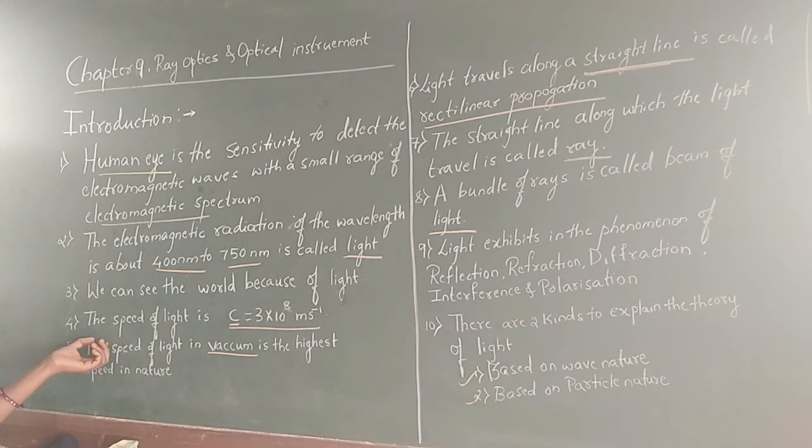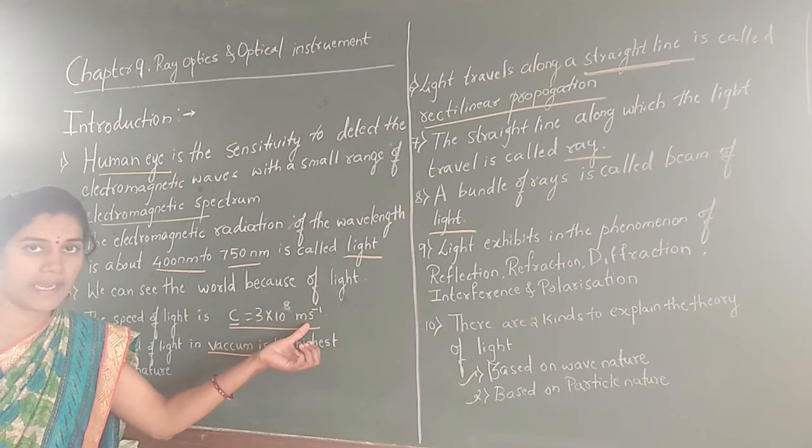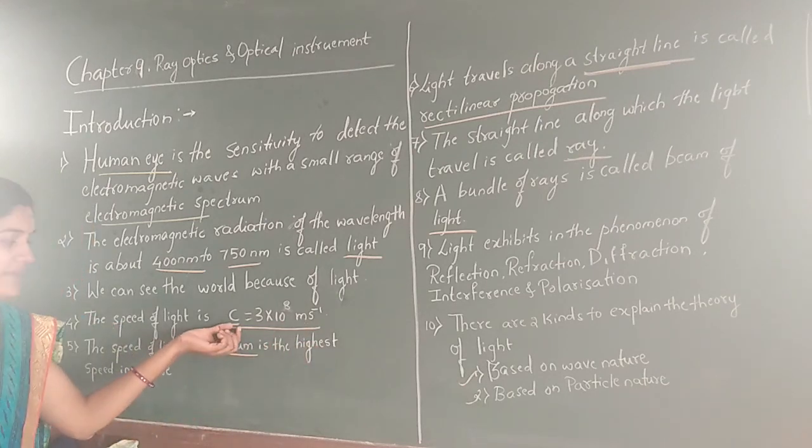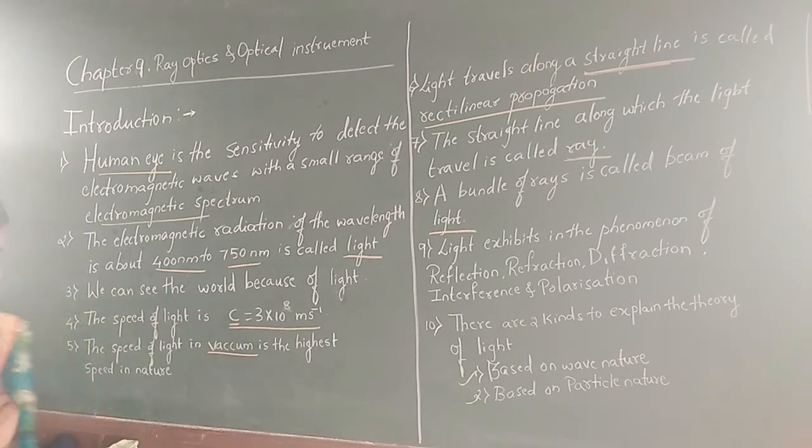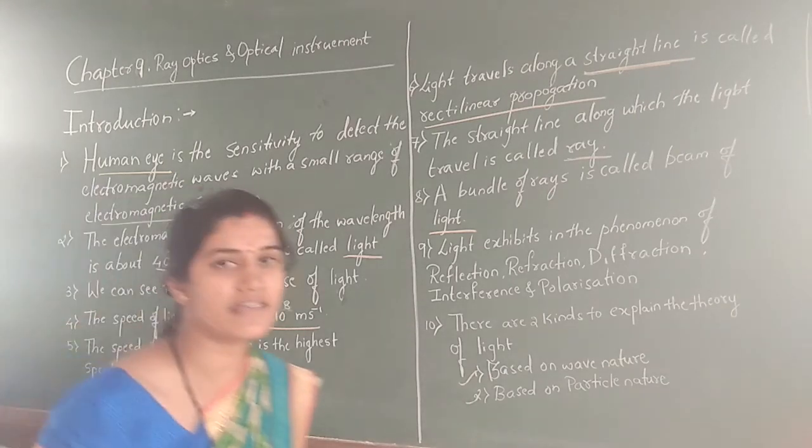Next, the speed of light is always 3 into 10 raised to 8 meter per second. This c means what? It is the speed of light, denoted by small c. The speed of light in vacuum is the highest speed in nature.